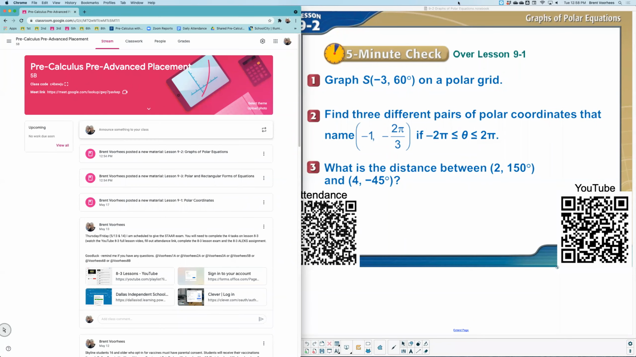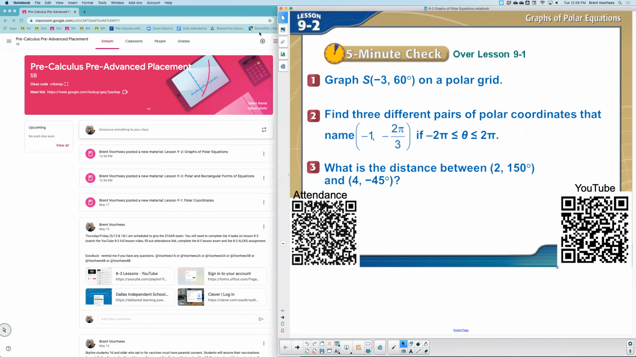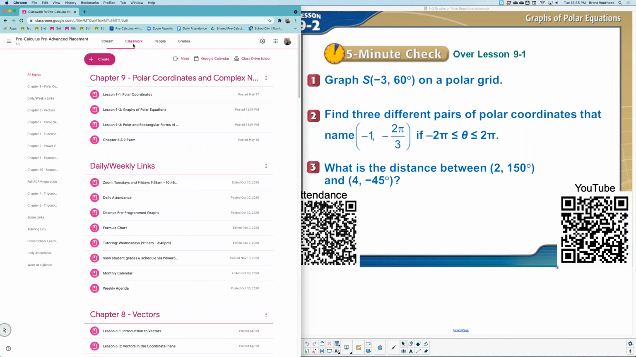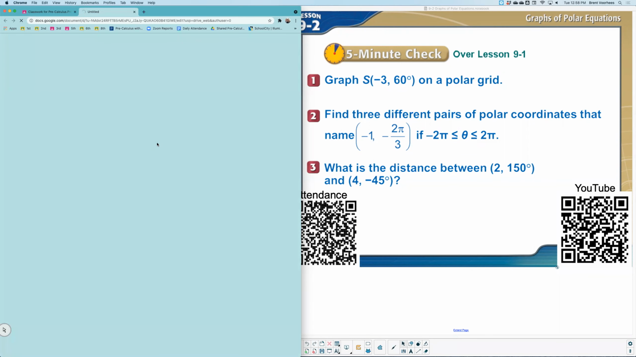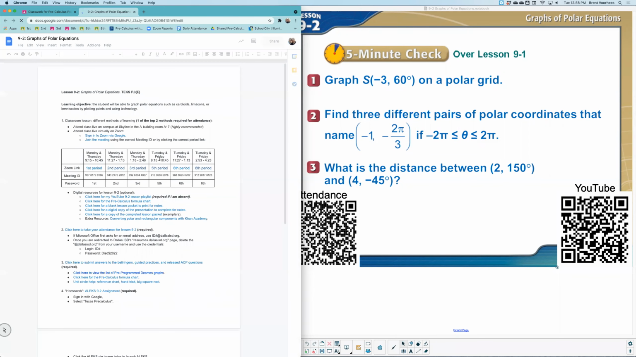All right, welcome to lesson 9.2. What we're going to take a look at today is graphs of polar equations. So I'd recommend you go to your digital classroom, open up instructions for 9.2. Specifically today, we will need some graphs.